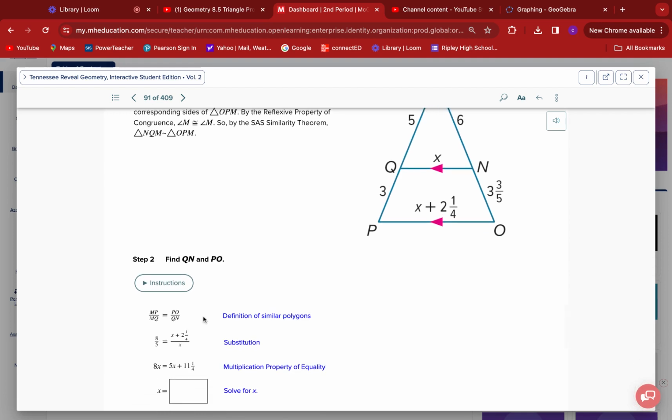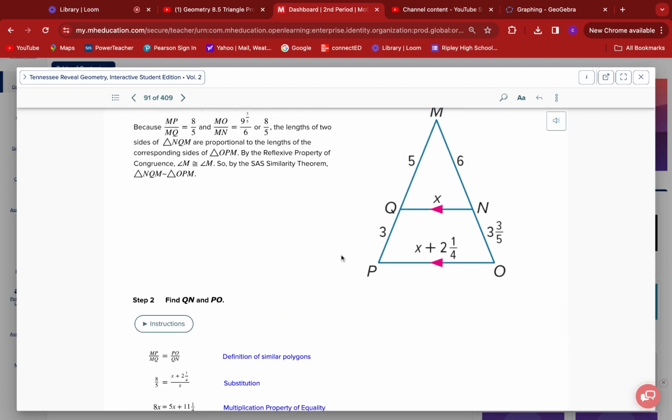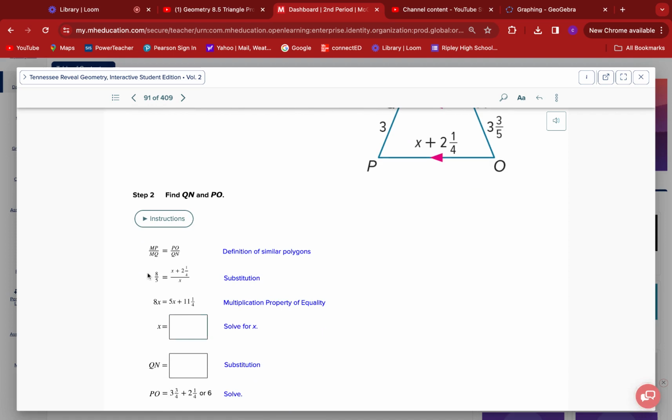They do it kind of for us. So MP, the left side of that big triangle is 8. It's going to match up to MQ, which is the left side of the small triangle, 5. PO, that is my base, x plus 2 1/4, is going to match up to QN, and that's the base of the small triangle, x. Cross multiply. 8 times x is 8x. Oh, okay, they went ahead and did the distributive property. 5 times x is 5x. 5 times 2 1/4 is 11 1/4.